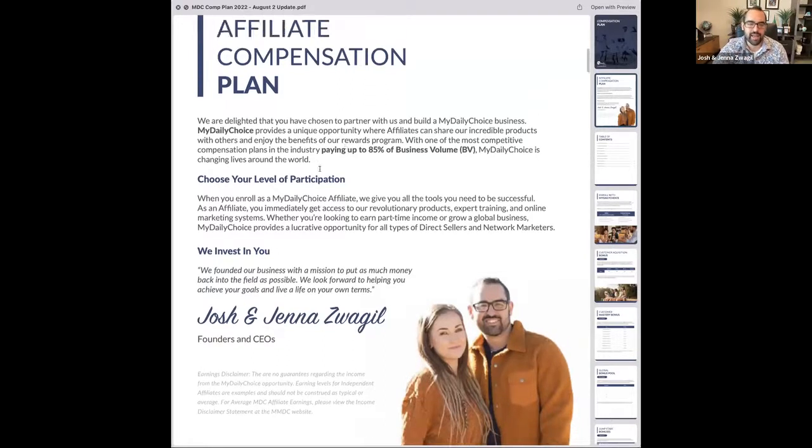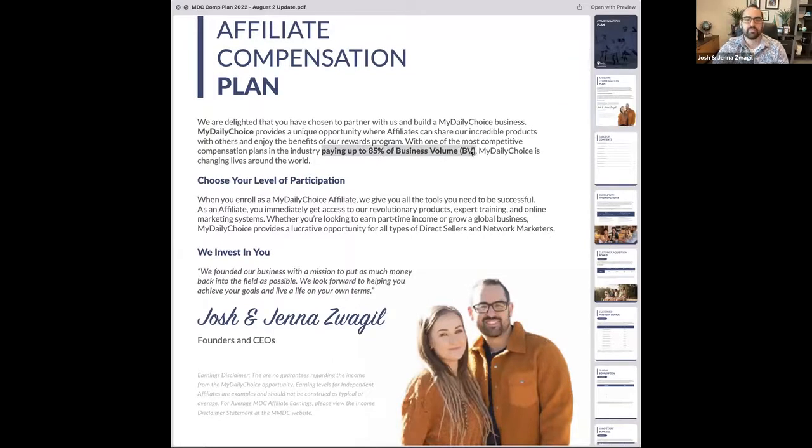And with that said, and that out of the way, I'm going to highlight this really important point in the compensation plan: we pay out up to 85% of BV, or business volume. Now, let me tell you why that's a huge deal. In our industry right now, most companies are paying out anywhere from 40 to 60% of business volume. And so my whole thing is this: when I started My Daily Choice, I architected the compensation plan. And my mission was to build a compensation plan that I would want to build as a distributor, because I came from the field.